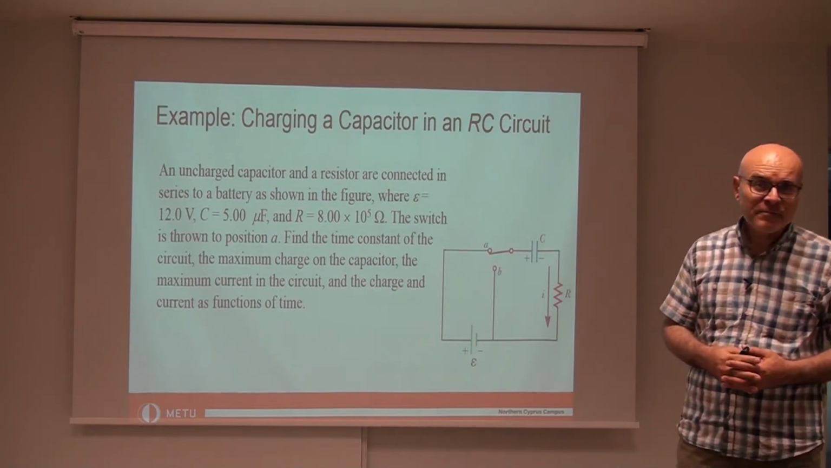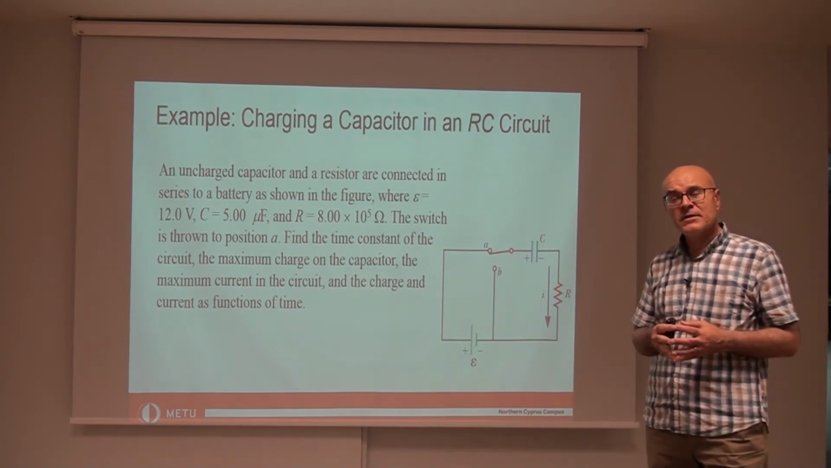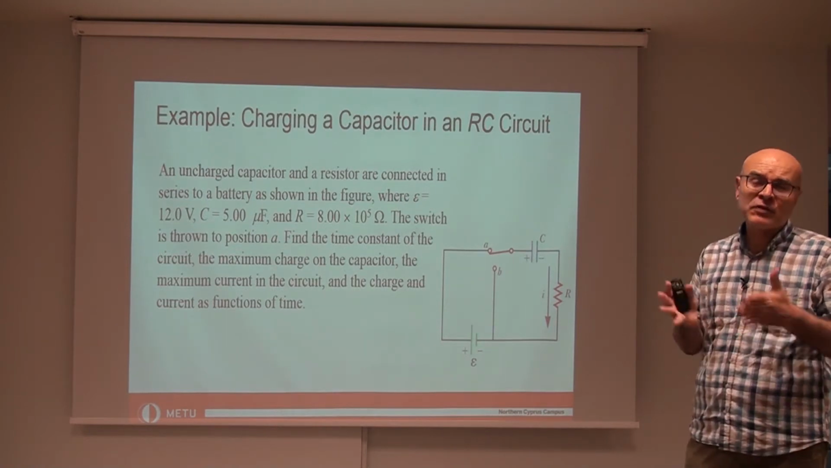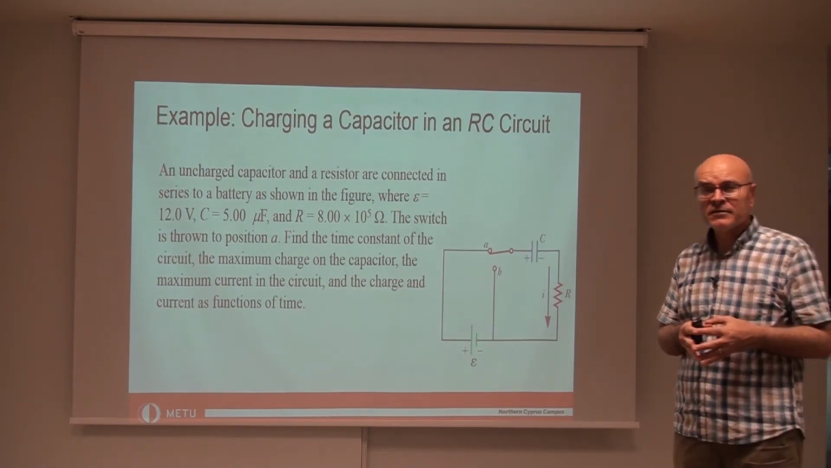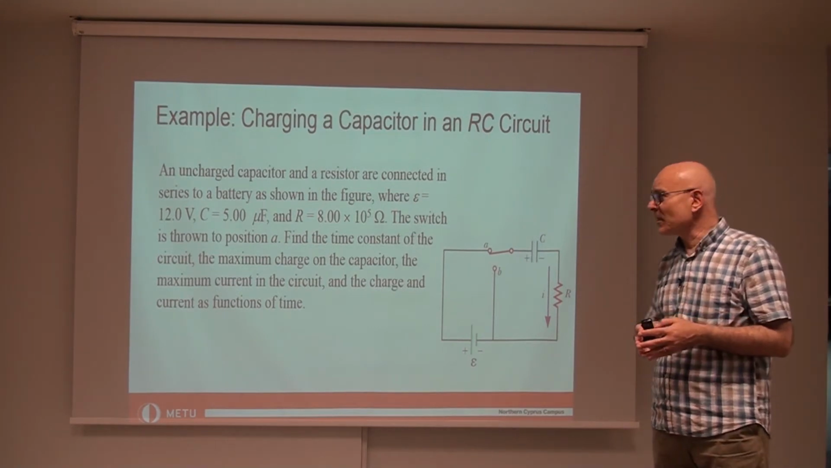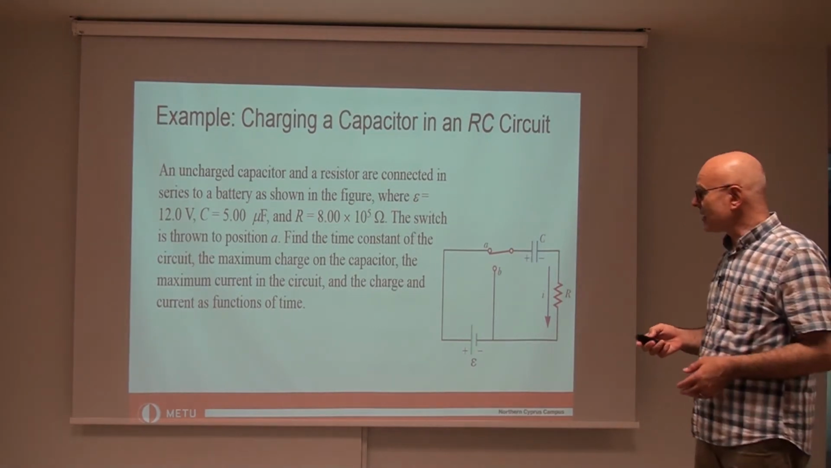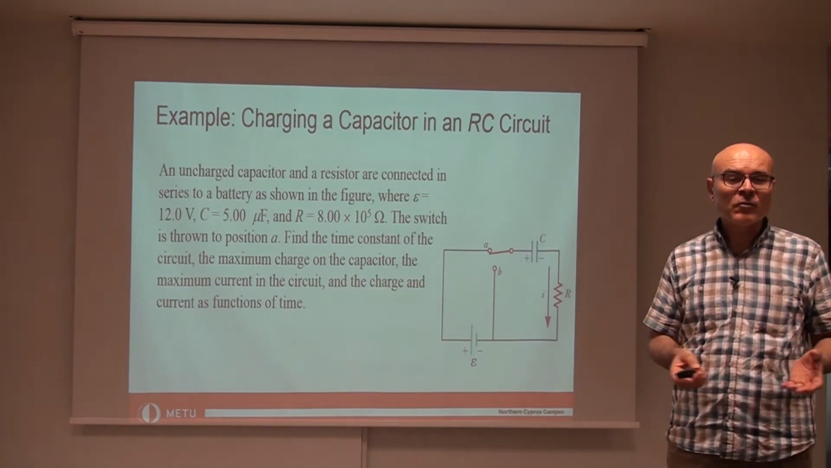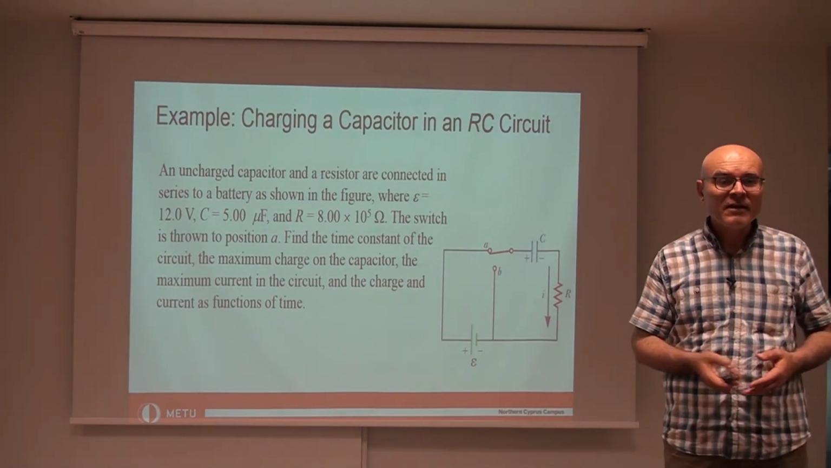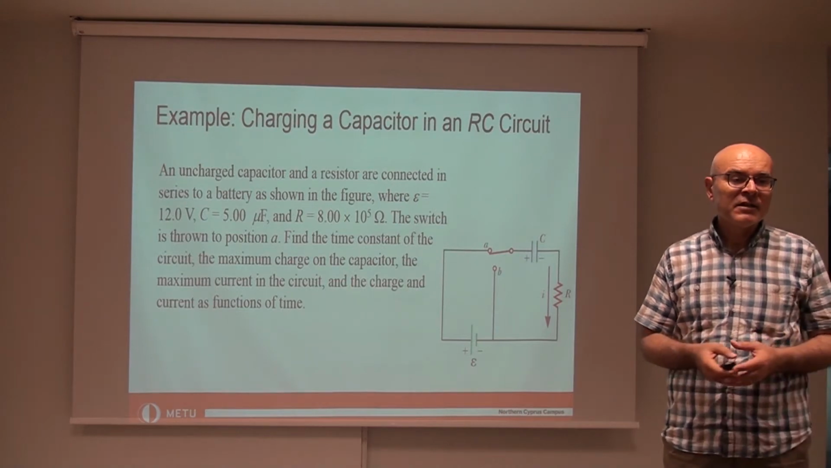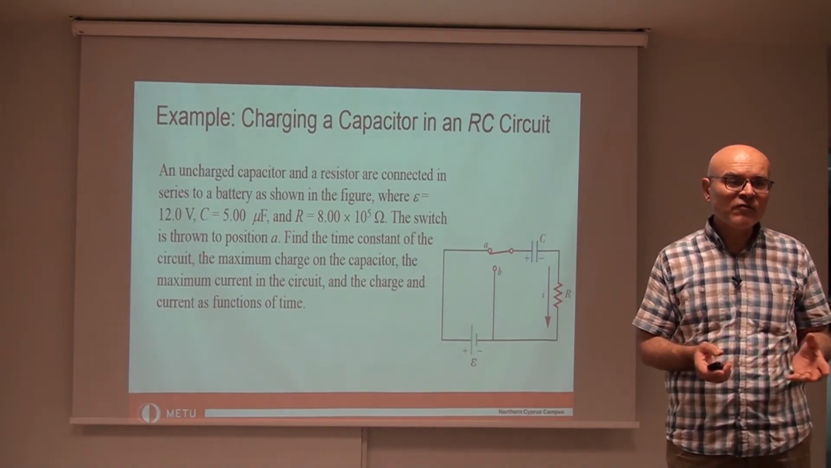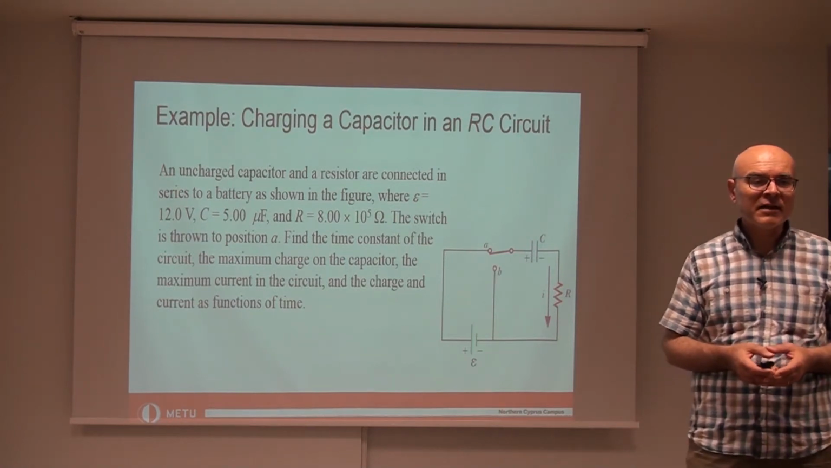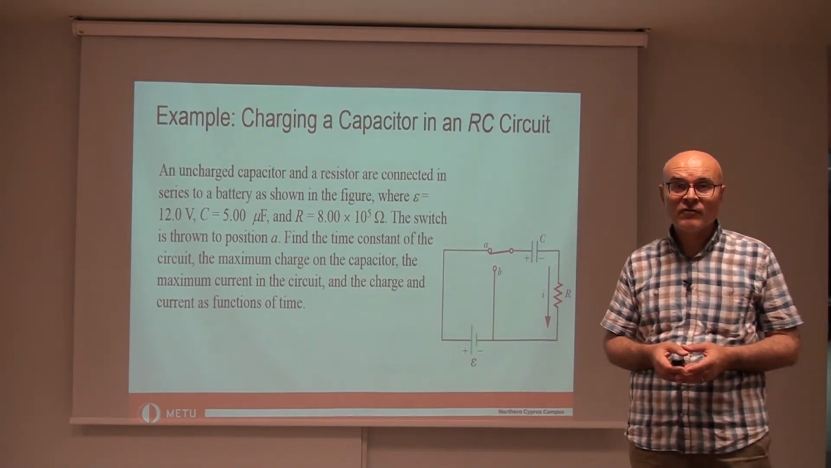Now we consider a couple of examples about the application of what we have learned to some circuits. The simplest example is a charging circuit, as you can see here. So we have an electromotive force, a resistor, and a capacitor. The values are given. Electromotive force 12 volts, the capacitor has a capacitance of 5 microfarad, and the resistor is 8 times 10 to the power 5 ohms.